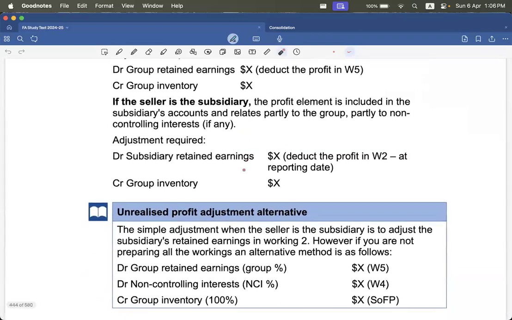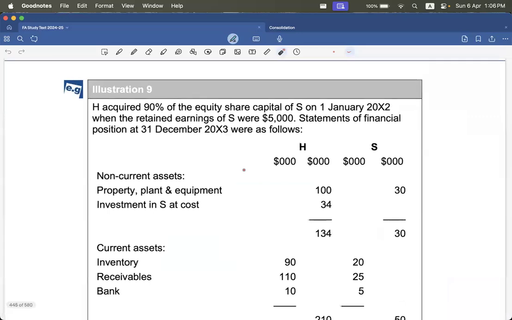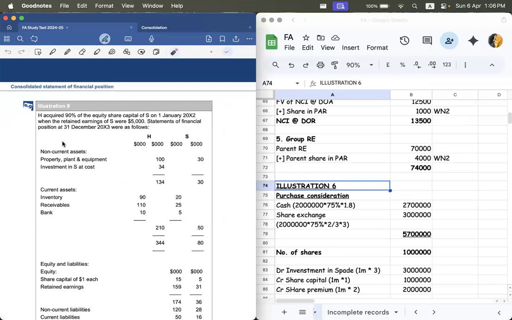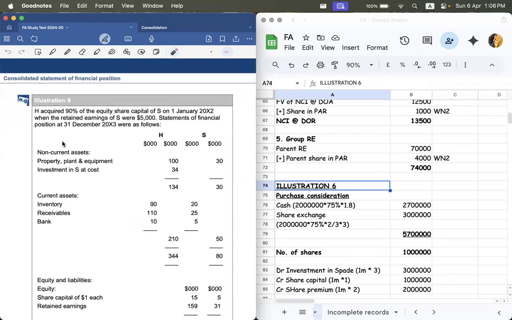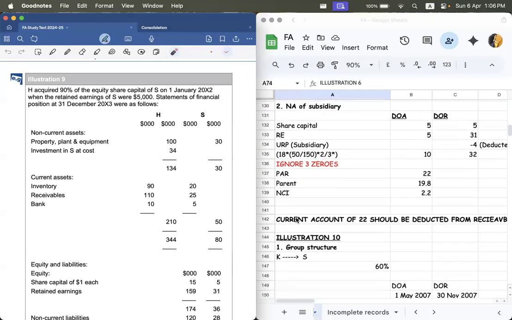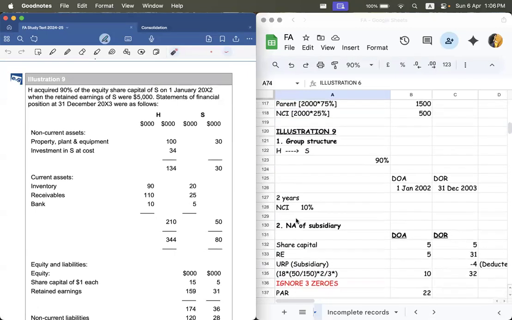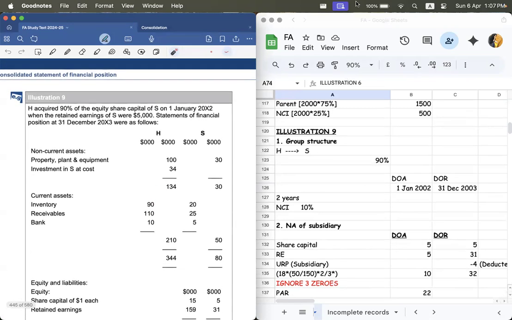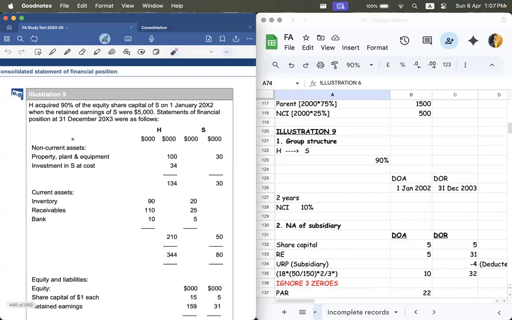Let's see Illustration 9. Very simple. There's no such difficulty if you just follow the rules. Okay, Illustration 9, let's read it.